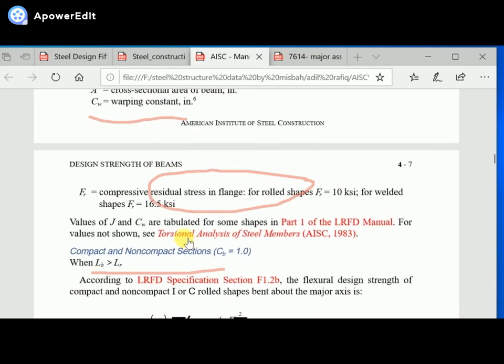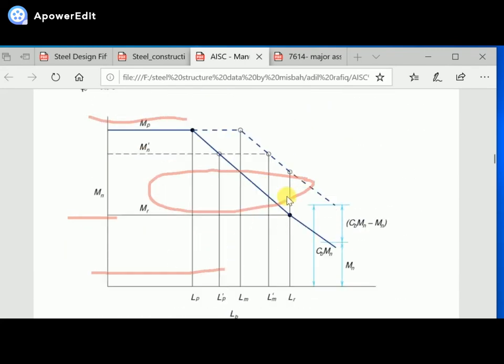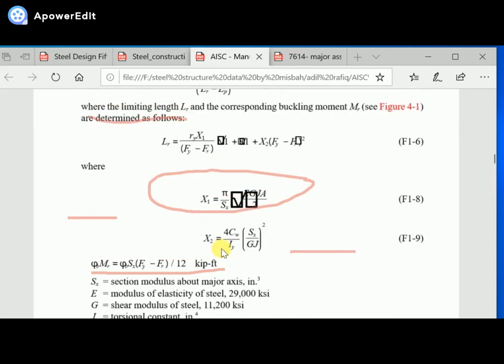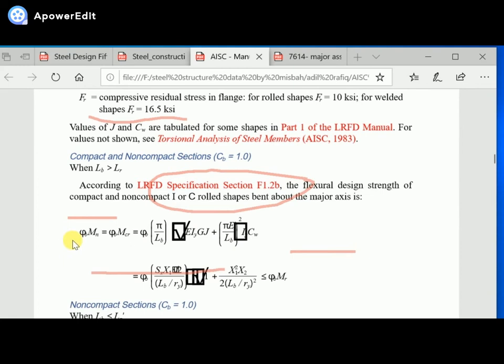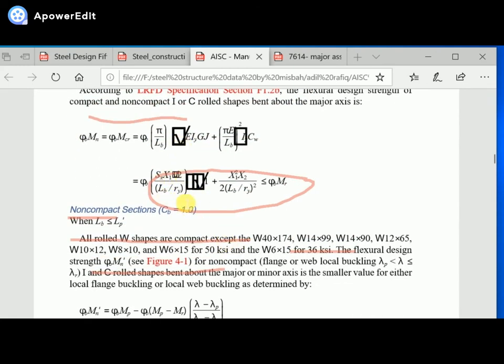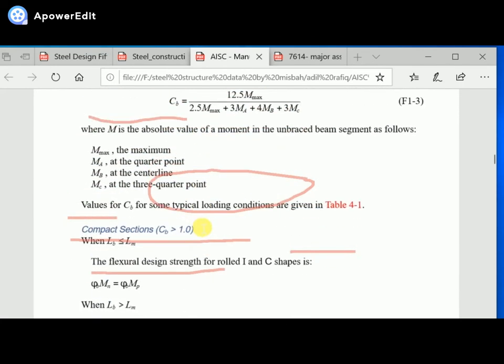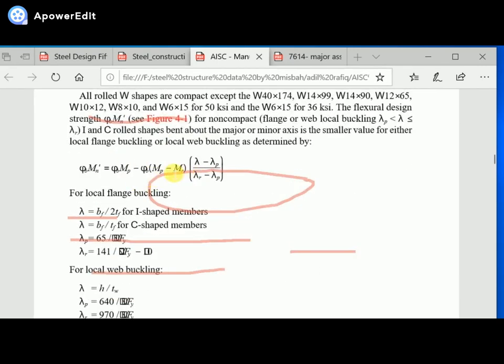And the third zone is this one, clear, compact and non-compact section, okay. LB is greater than LR, meaning that you come to this zone. Now you are beyond the previous zone. Okay. Now what will be your design strength? Then you will find your design strength from this formula. Okay, you see here, and the different terms will be explained here. So the different terms which are used here.